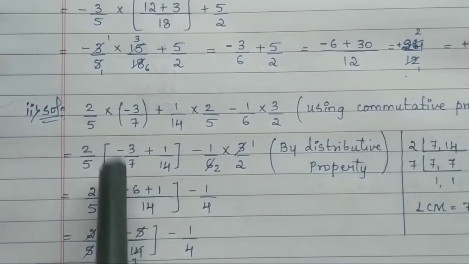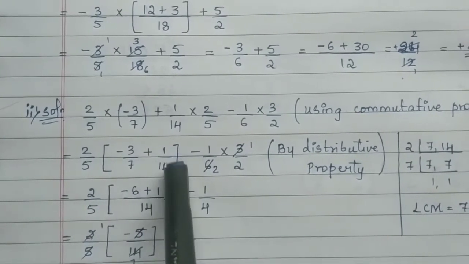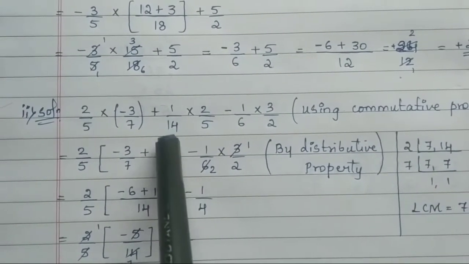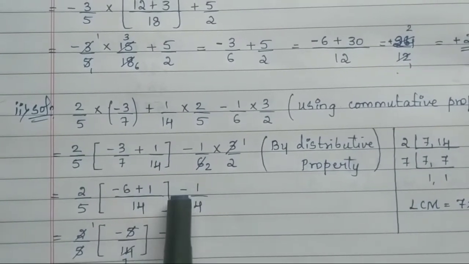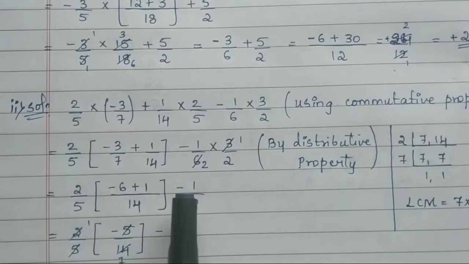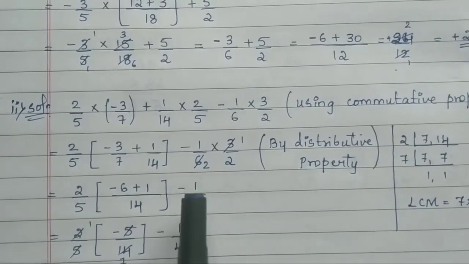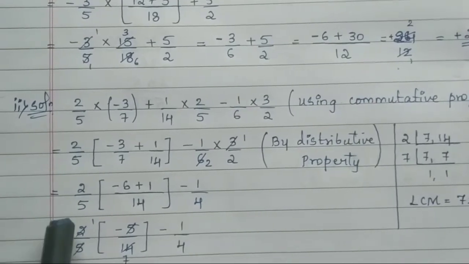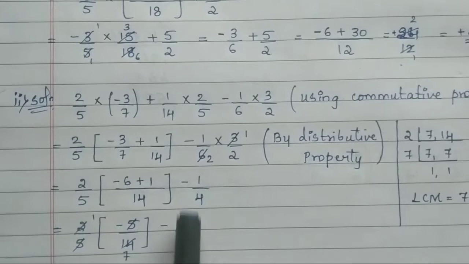Minus 3 into 2 is minus 6 plus, so 14 1s are 14. Here also you have to multiply with 1, so it will be 1. Minus, we are left here with minus 1 in the numerator and in the denominator 2 into 2, that is 4. So 2 by 5 will be as it is. Here we are left with 5 by 14 minus 1 by 4.